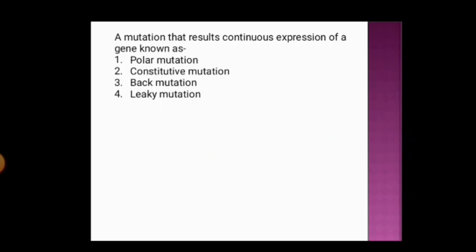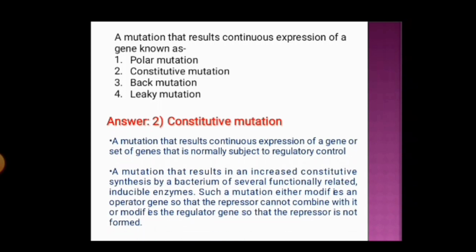Next question. A mutation that results in continuous expression of a gene is known as option 1 polar mutation, option 2 constitutive mutation, option 3 back mutation, option 4 leaky mutation. And the correct answer is option 2, that is constitutive mutation. A mutation that results in continuous expression of a gene or a set of genes that is normally subject to regulatory control. Due to this regulatory control, these genes may be either repressed or expressed.